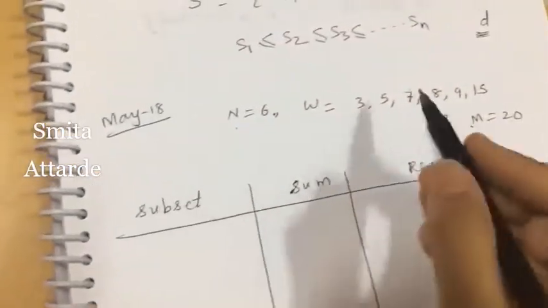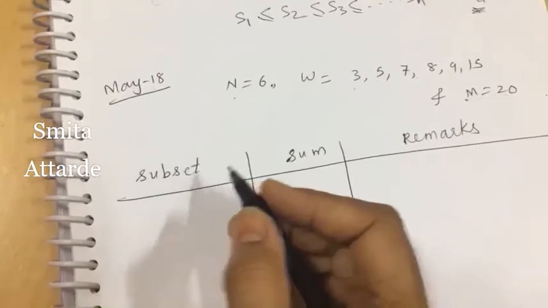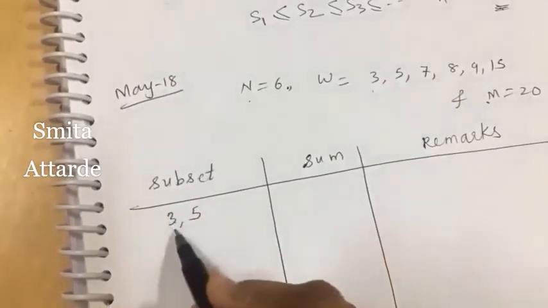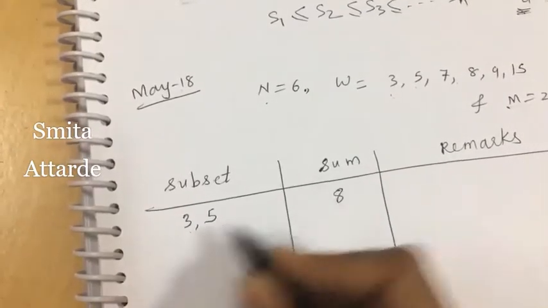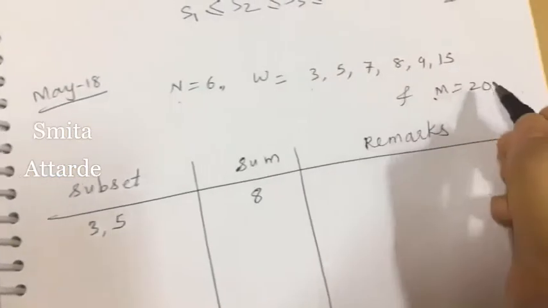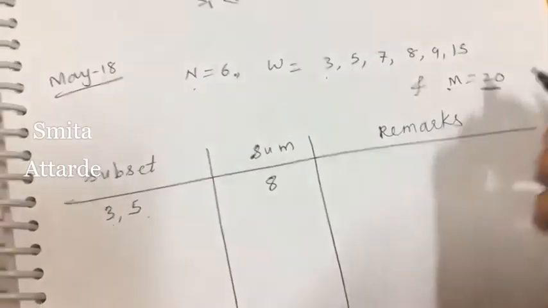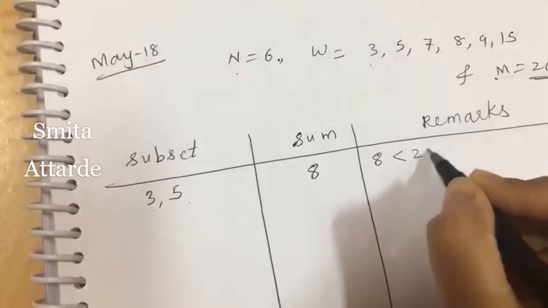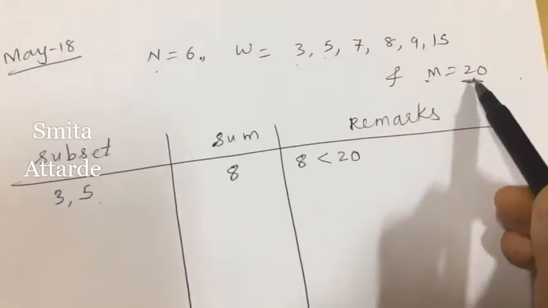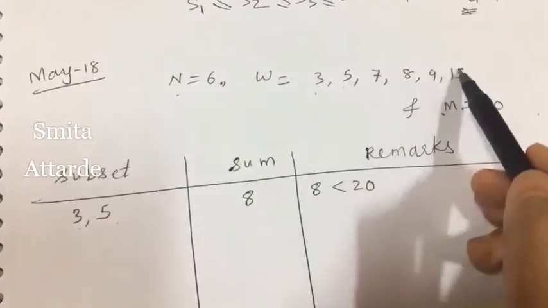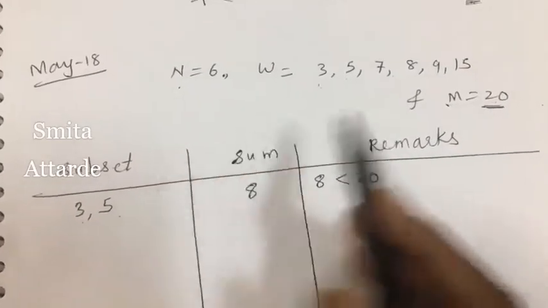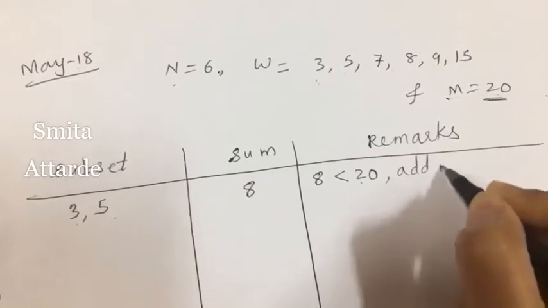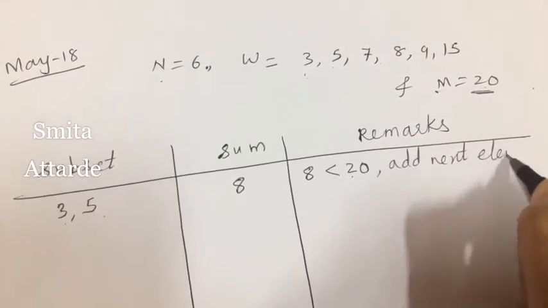Now we'll start with the first element, which is 3. So 3 and 5, the first two elements, whose sum comes out to be 8. What do we want? We want the sum to be 20. We have got a sum of 8. So in remarks I'll write 8 is less than 20. We have not got the sum 20. That means we have to add more elements from the set to this subset to get the value 20. So I'll write add next element.